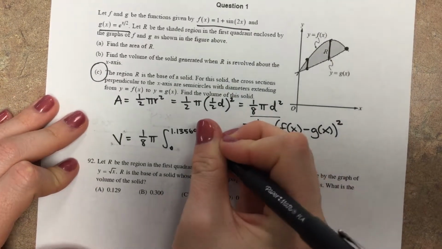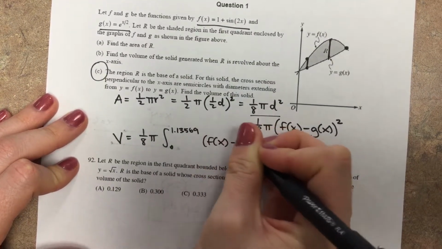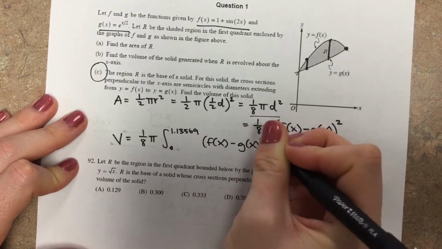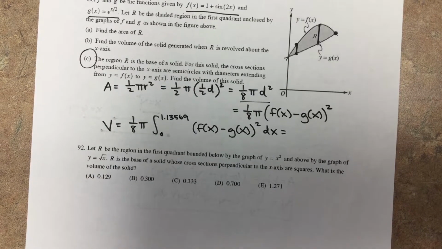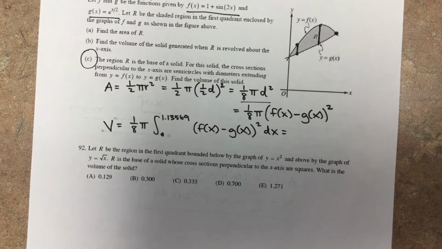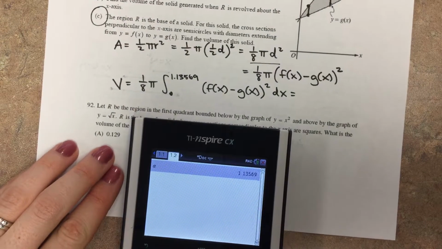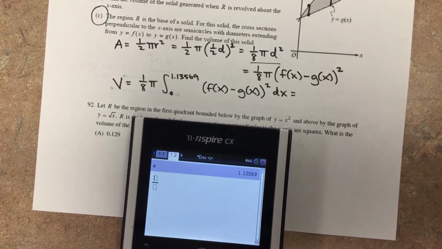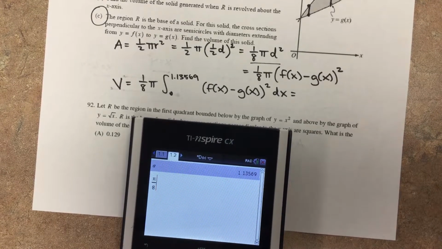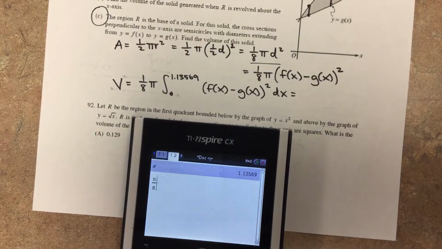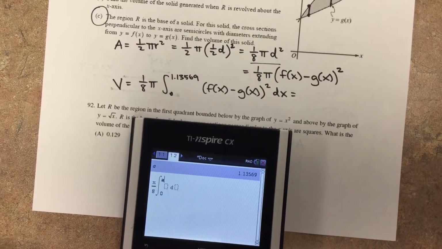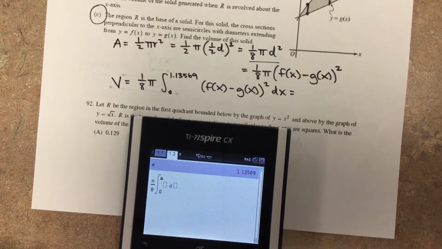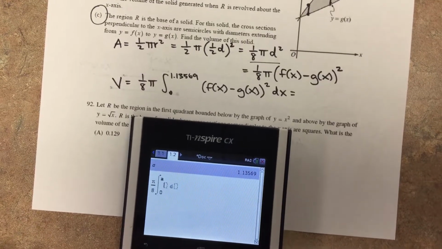And then we would just plug in, and you could write f of x minus g of x on the AP test. Don't forget your differential, and then we'll plug this into our calculator. So I'm going to put out front a pi over 8, and then my integral. So from 0, and then for the upper bound, I'm just going to type in a. And my calculator has a stored in every decimal place that it's got.